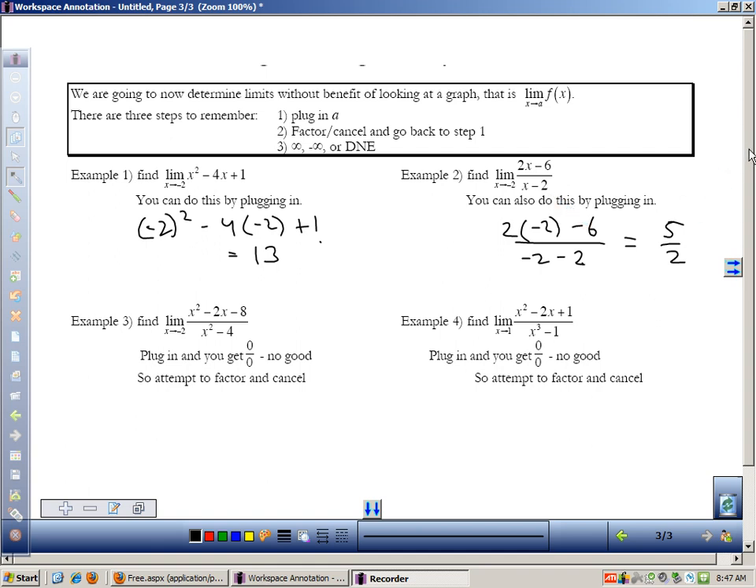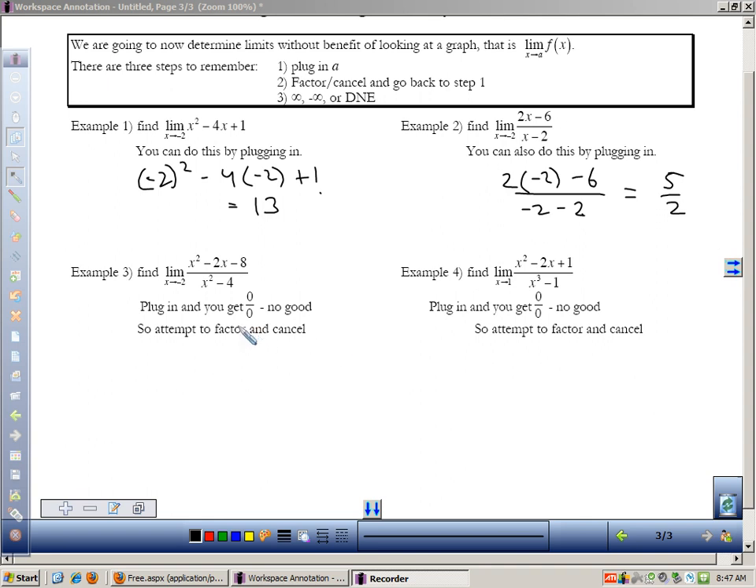So let's look at the next one. We want the limit as x approaches -2 of x squared minus 2x minus 8 over x squared minus 4. If we plug in -2 here in the denominator, -2 squared is positive 4, and we have positive 4 minus 4, so we get a 0 in the denominator. And if we plug it into the numerator, we get 0 also. So we get a fraction that tells us 0 over 0. 0 over 0 is undefined, so we can't say that's the limit.